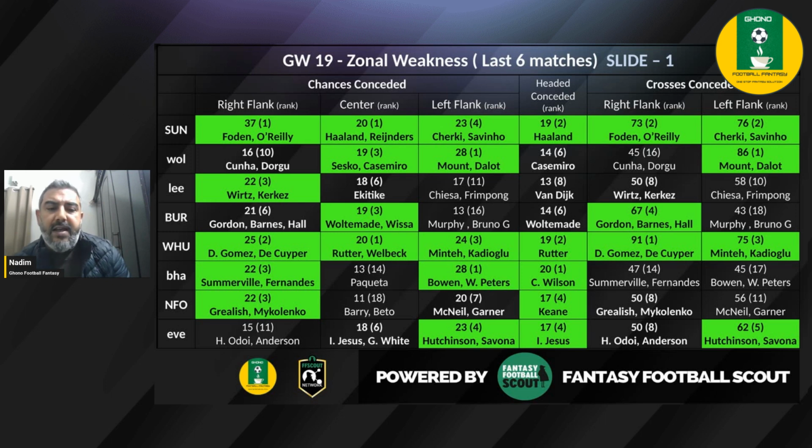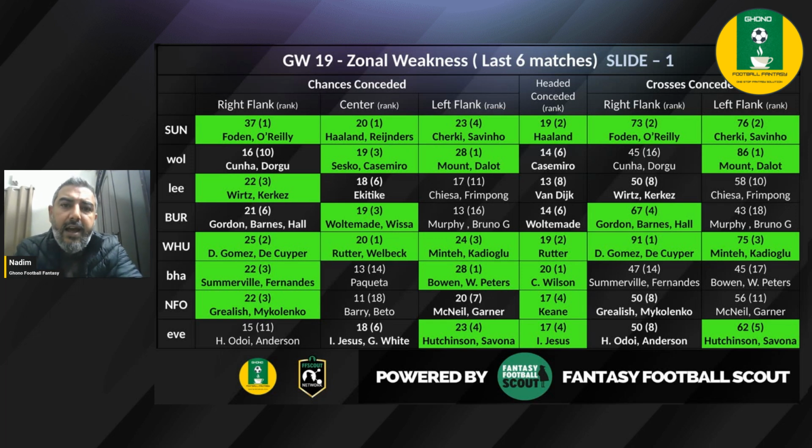Burnley versus Newcastle. Now, Newcastle's away record seems to be a bit poor in comparison to their home record, but that does not mean that Woltemade couldn't do well. I mean, Wissa is also back, as we have seen. So Woltemade and Wissa both could do well against Burnley down the center, as Burnley have actually considered 19 chances and are ranked third worst.